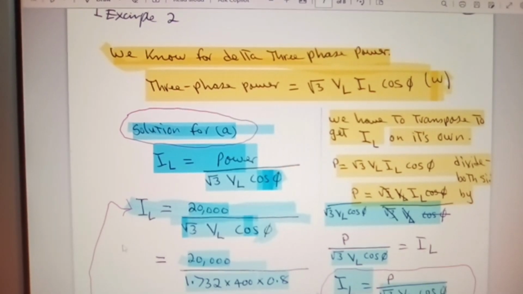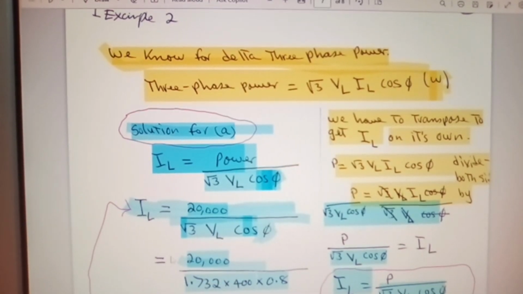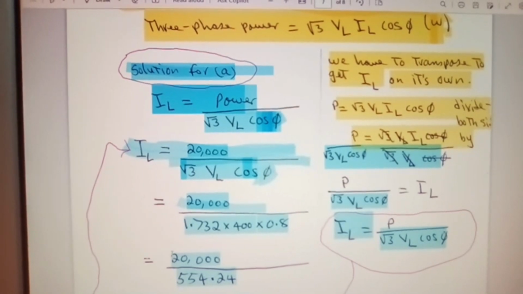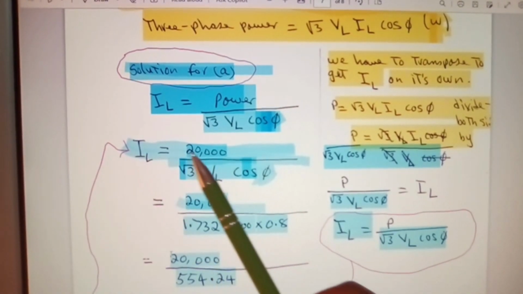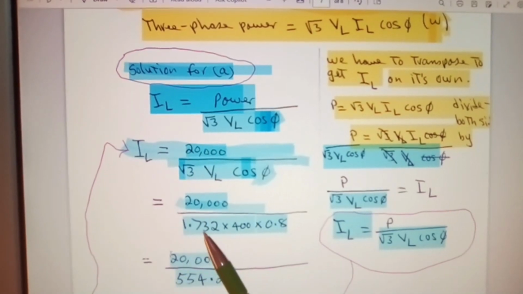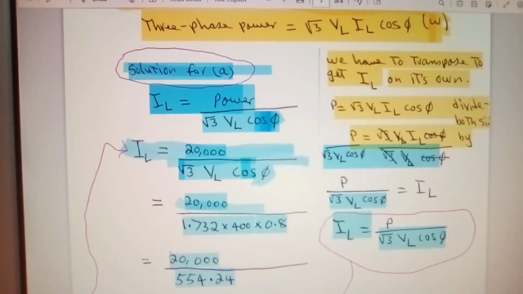Now I brought this formula over here. Let me go up a little bit so you can see what I've done. IL equals 20,000 over 1.732 times 400 times 0.8. That gives us this value. Again, check the values, make sure that they're correct. It comes out at 36.08 amps.